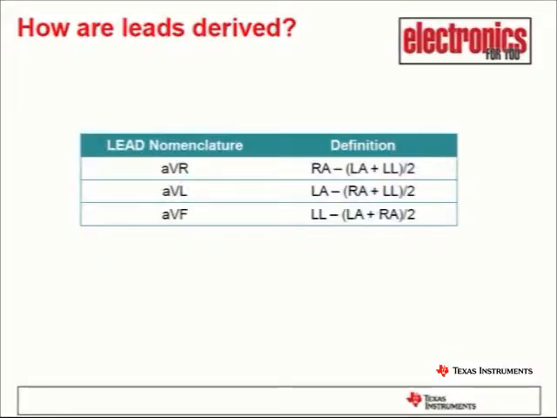Leads AVR, AVL and AVF are known as augmented limb leads. These leads are again derived from the lead 1, lead 2 and lead 3. They appear to be the same, but they are very significant because they give us information from different views of the heart. These leads are computed in the manner described.